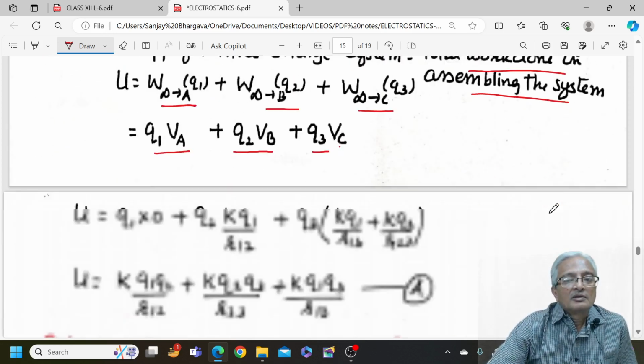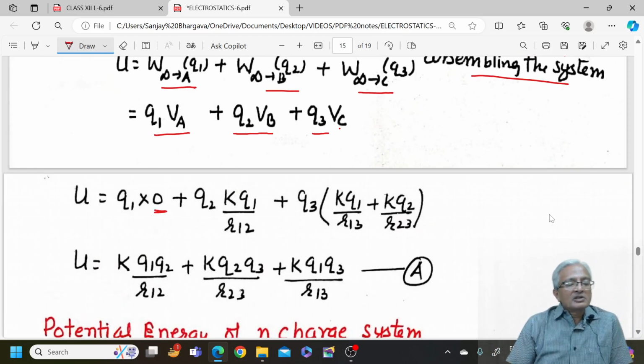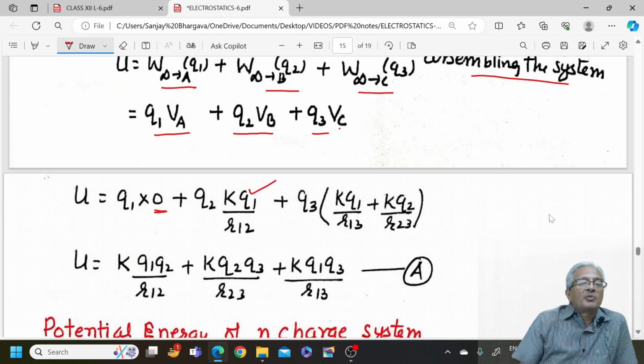Now it would be Q1 into 0. Why? Because there was no charge, so no potential existed at point O. Once we place Q1 at point A, then it would produce some potential at point B, and that would be K Q1 upon R12.